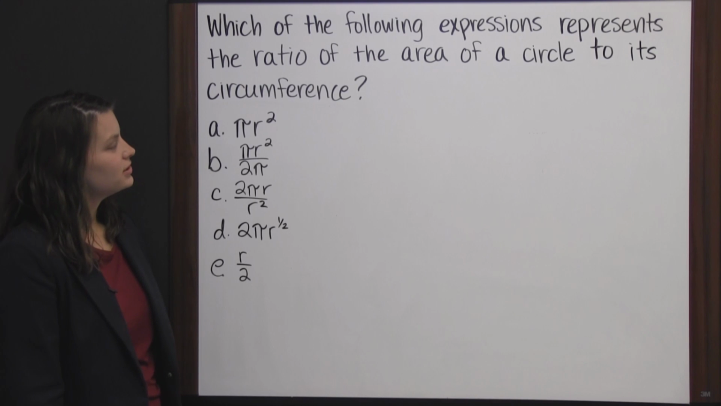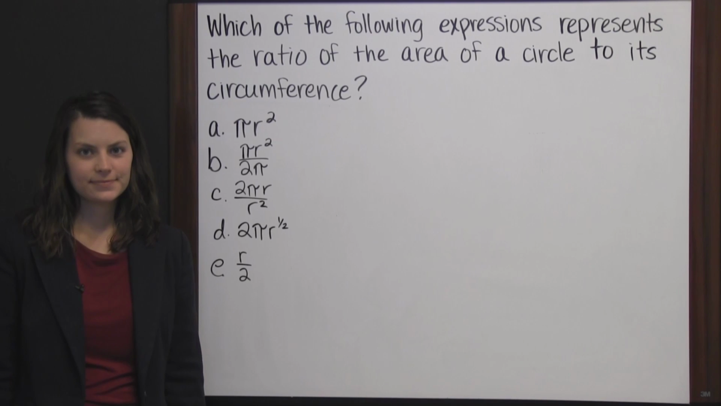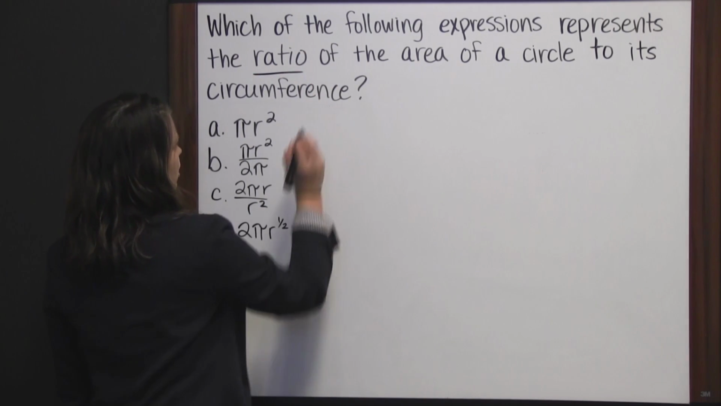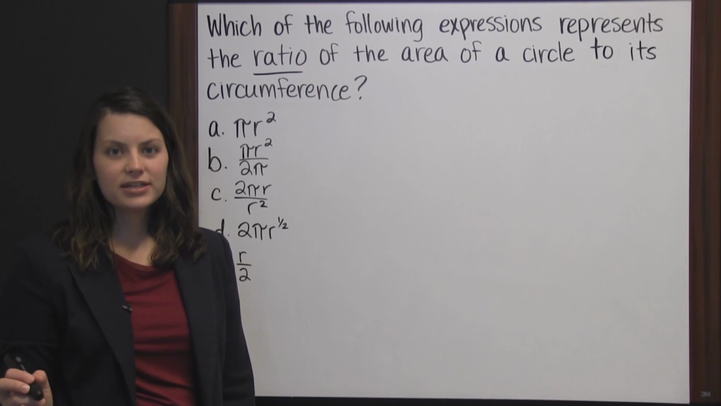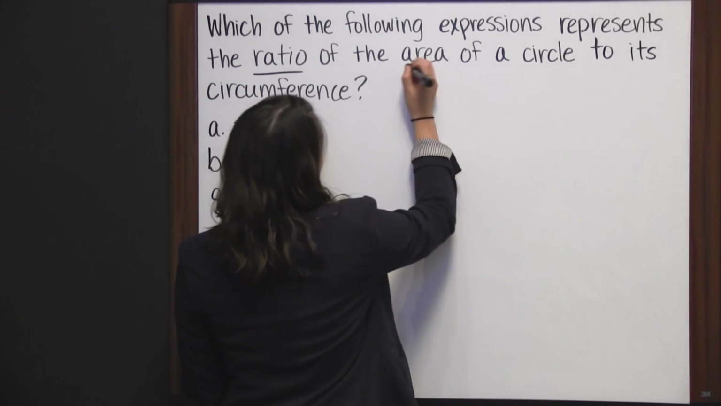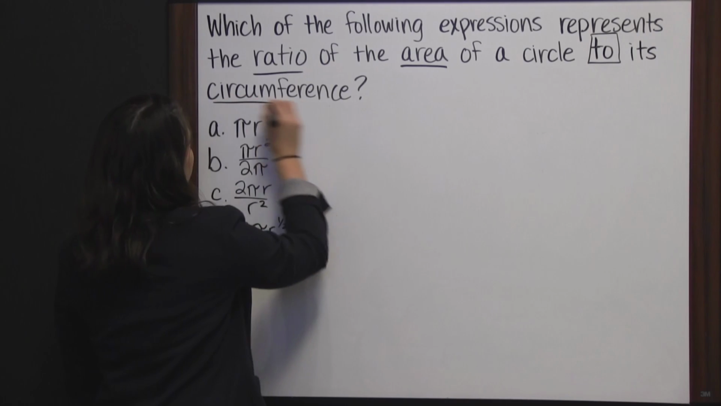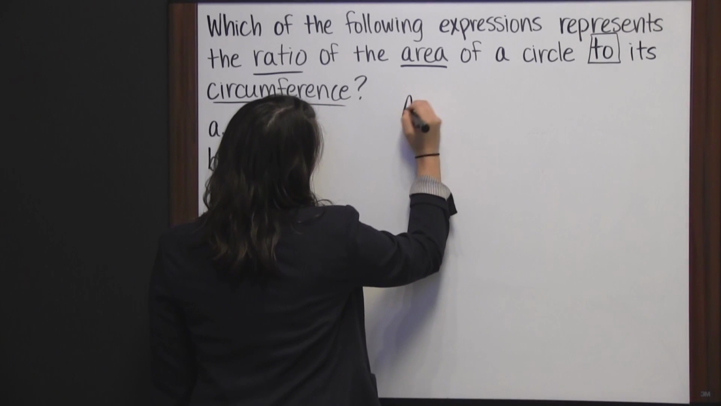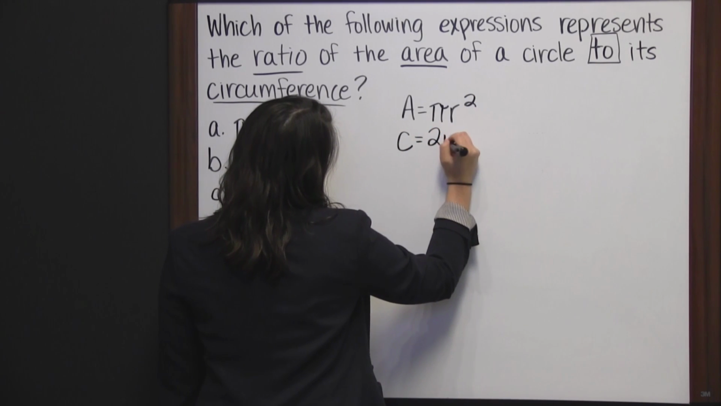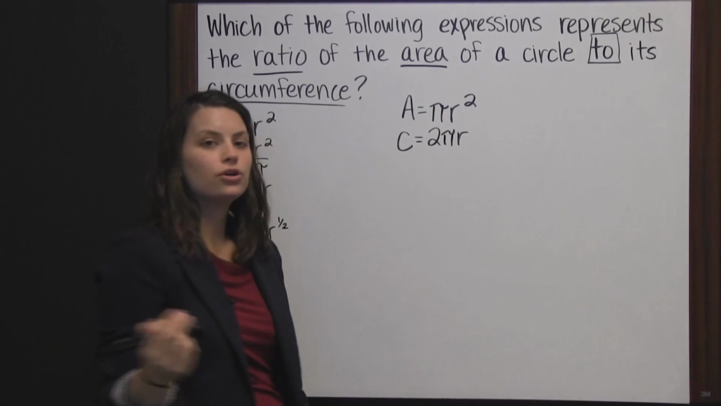Which of the following expressions represents the ratio of the area of a circle to its circumference? We've got some pretty key words here. The first one I see is ratio. A ratio is a comparison of two numbers, like a fraction. And what we're comparing is the area of a circle to its circumference. Well, the area of a circle is pi times radius squared, while the circumference of a circle is 2 times pi times radius. So the area is going to be our numerator.